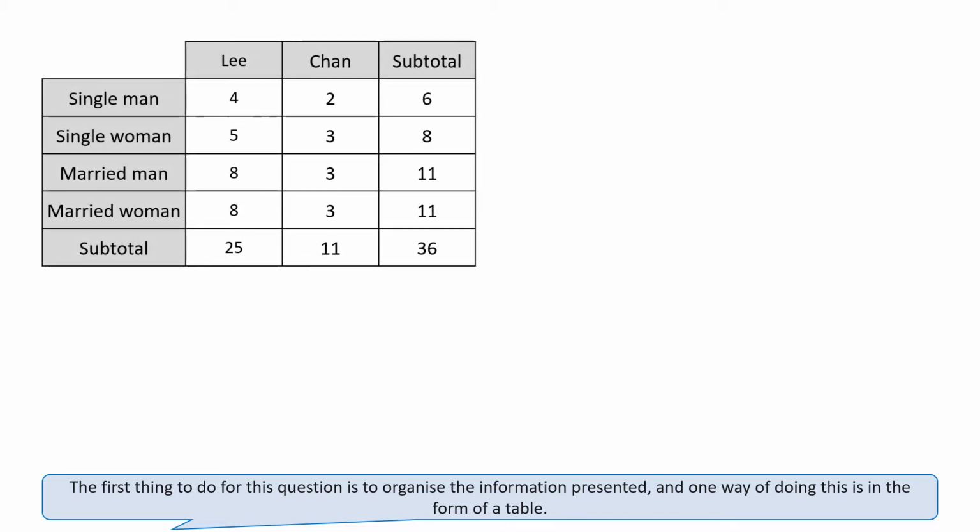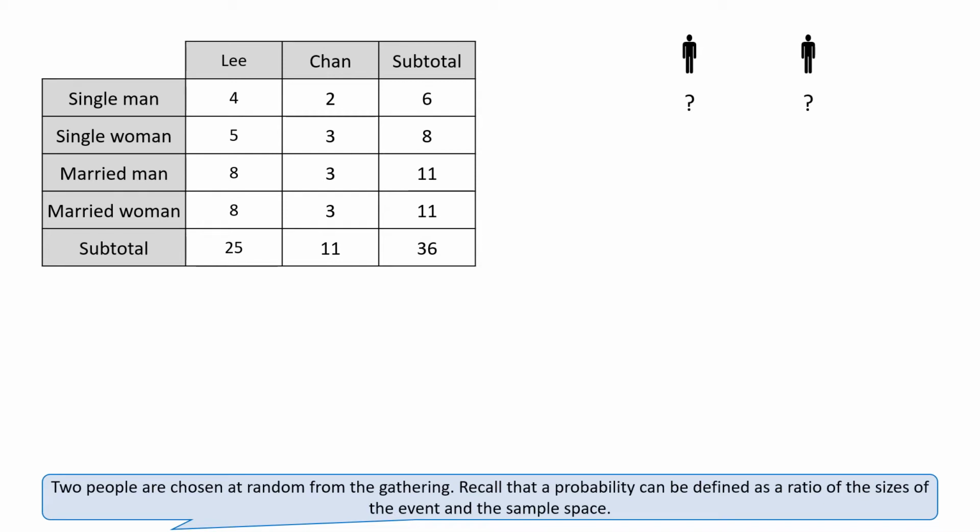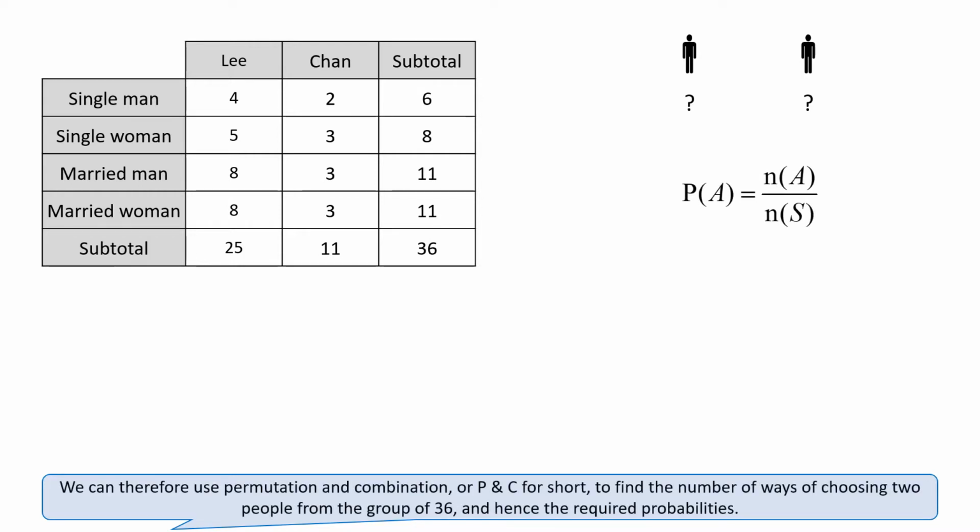The first thing to do for this question is to organize the information presented, and one way of doing this is in the form of a table. Two people are chosen at random from the gathering. Recall that a probability can be defined as a ratio of the sizes of the event and the sample space. We can therefore use permutation and combination, or PNC for short, to find the number of ways of choosing two people from the group of 36, and hence the required probabilities.